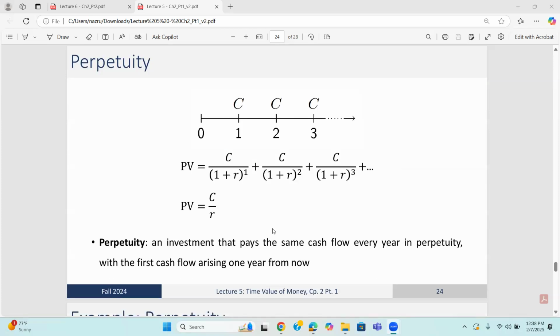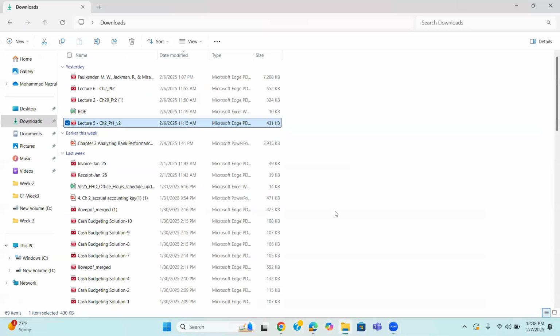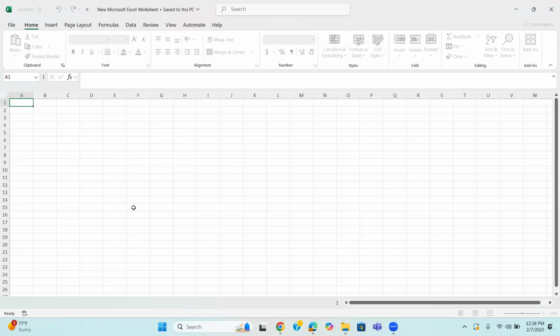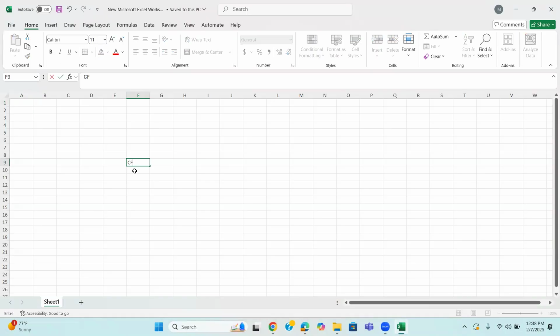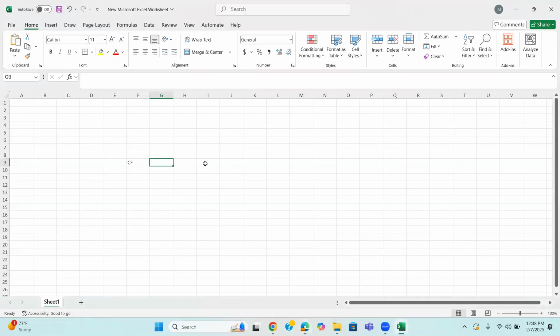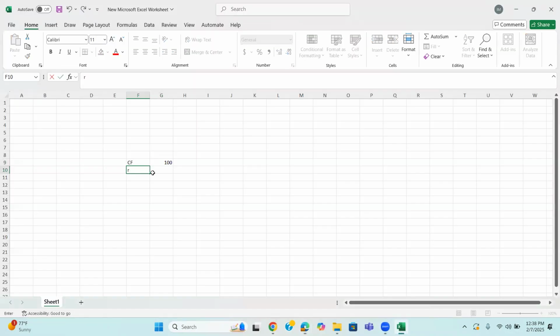Okay, all right. Let's see an example. What is the present value of $100 every year forever? When you see the forever, that means you're doing a perpetuity problem, right? So if the discount rate will stay at 5%. Let's open an Excel sheet. Okay, so we have our cash flow, which is 100, our discount rate 5%. So the rate is 0.05.